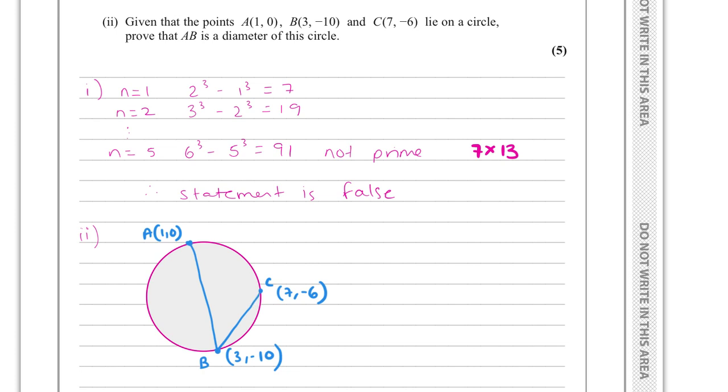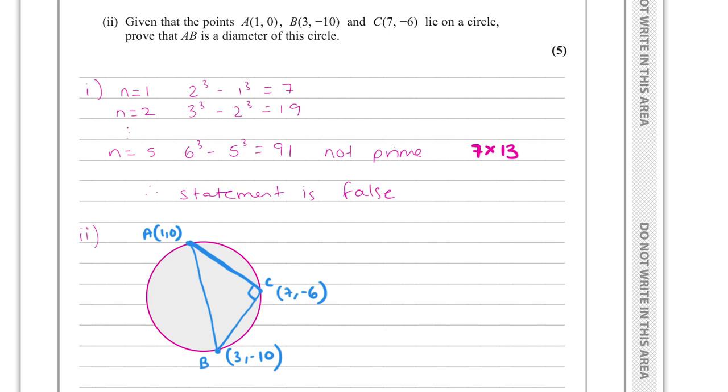Now, this is the first thing that comes to my mind. I know what you're thinking. We could do Pythagoras, absolutely. I'm thinking circle theorems, 90 degrees. So I need to show that the gradient of AC multiplied by the gradient of BC is minus 1. That means that they're perpendicular and the angle is 90 degrees. Because remember, angles in a semicircle meet at 90 degrees. That's how we could prove it using that circle theorem.